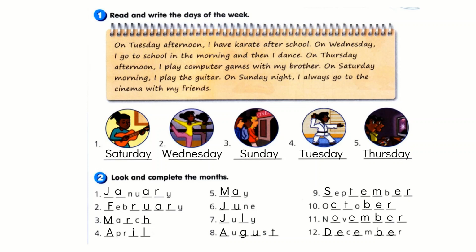For Activity 2, look and complete the months. As you can see, this activity requires you to fill in the blanks with the missing letters. January, February, March, April, May, June, July, August, September, October, November, and December. You will notice that you should write the first letter in capitals. For days of the week and months of the year, you need to start out with a capital letter.